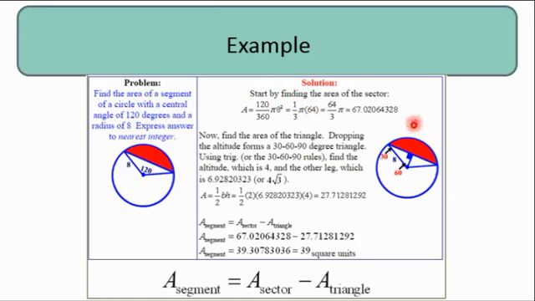we'd start by finding the area of the sector. We'd do that 120 divided by 360 times the area, which is pi times 8 squared. 120 divided by 360 is actually 1/3, so we're going to find 1/3 of the area of the circle. And that's going to give us 64/3 pi, which is roughly 67 square units.